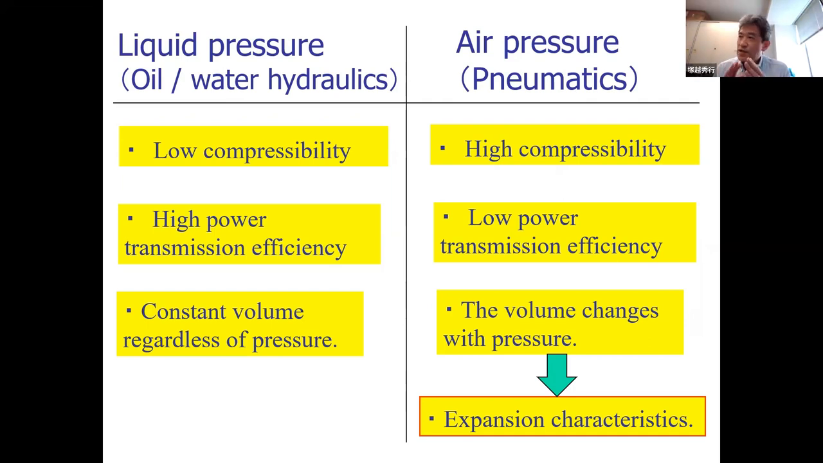Okay, as a summary, you can say that air pressure has a high compressibility, while it has slightly lower power transmission efficiency compared to the liquid pressure. And the volume changes if the outer force is added, but if it is released, the volume can be extended. This is the expansion characteristics. Okay. So here, I'm going to show you the application of the expansion characteristics of the pneumatic energy.